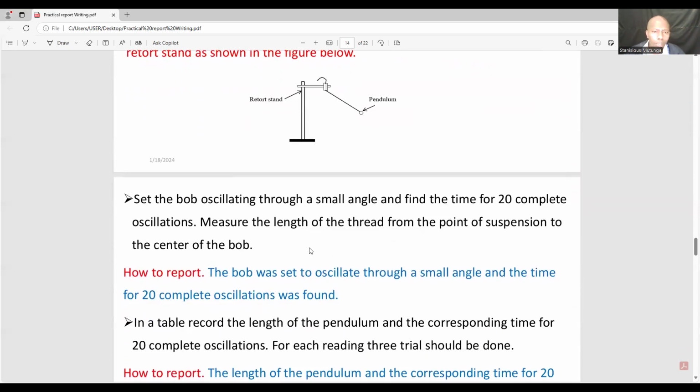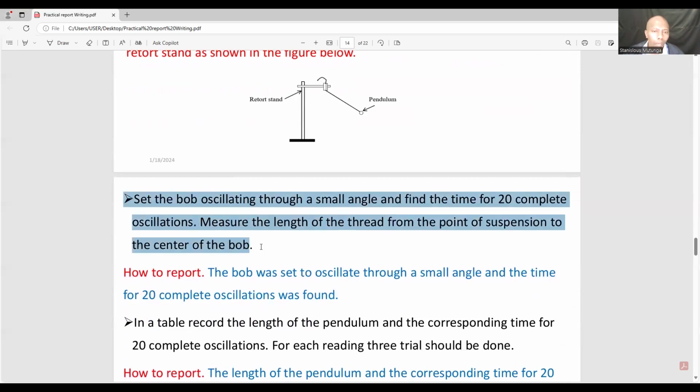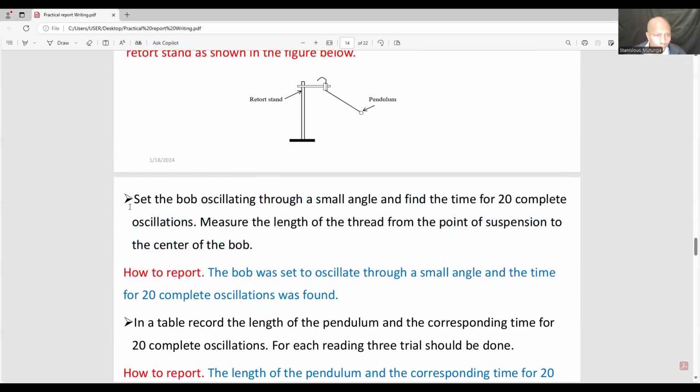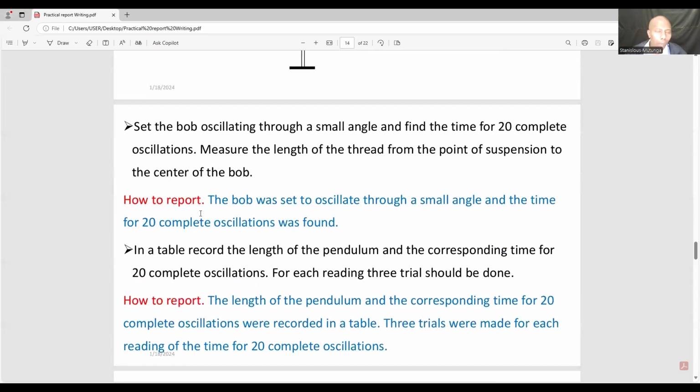Then set the bob oscillating through a small angle. That's an example of what you've been given within the manual in the instruction. But at long last, I'm not going to give that instruction the way it is. I'm going to take it the way it's supposed to be within the report.